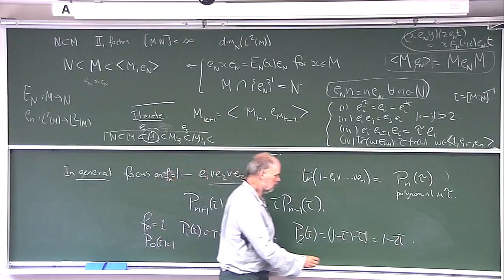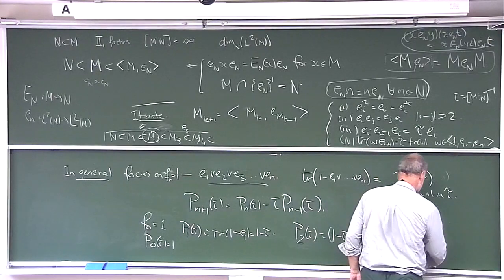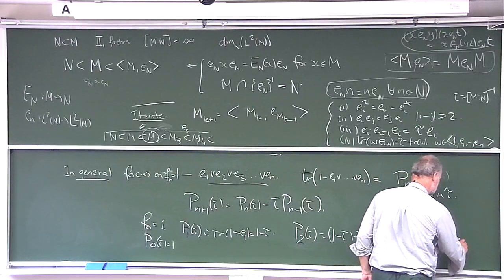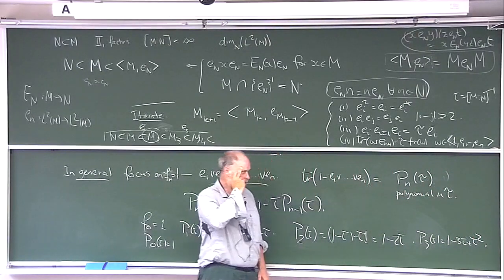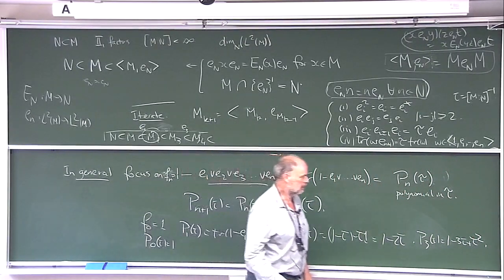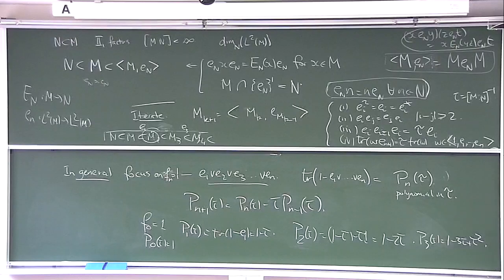And I'll save you the trouble, I'll do the next exercise. P3 of tau is 1 minus 3 tau plus tau squared. And so on. It's obviously very easy to figure them out. But now I want to draw the graphs.